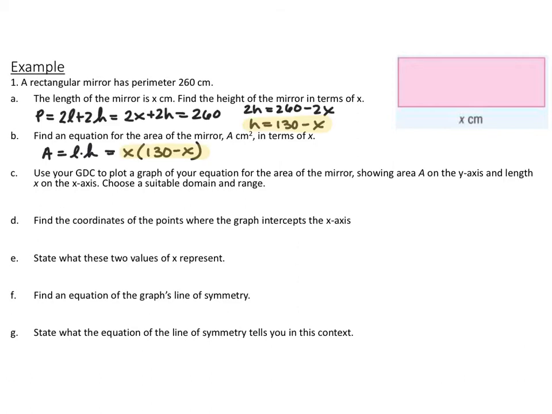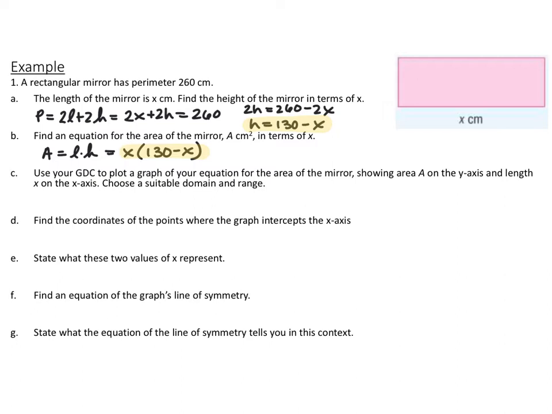So for part A, I used the perimeter equation to help us find the height in terms of x. The perimeter of a rectangle is twice the length plus twice the height, and we're calling the length x. I set this equal to 260 because they told us that's what the perimeter was. Then I solved this for h. I subtracted 2x from both sides and divided everything by 2. So the height is 130 minus whatever x is. Then the area is length times height, and the length is x, and the height is 130 minus x. So the area of the rectangle in terms of x is x times (130 minus x).